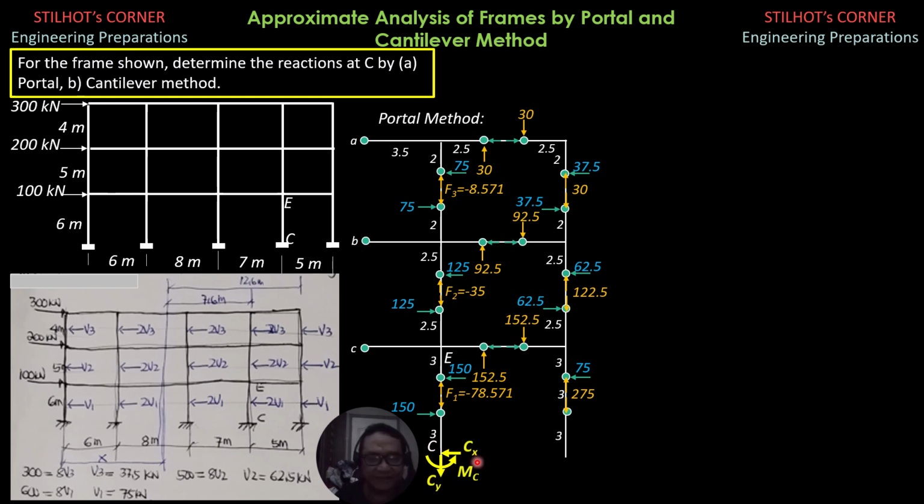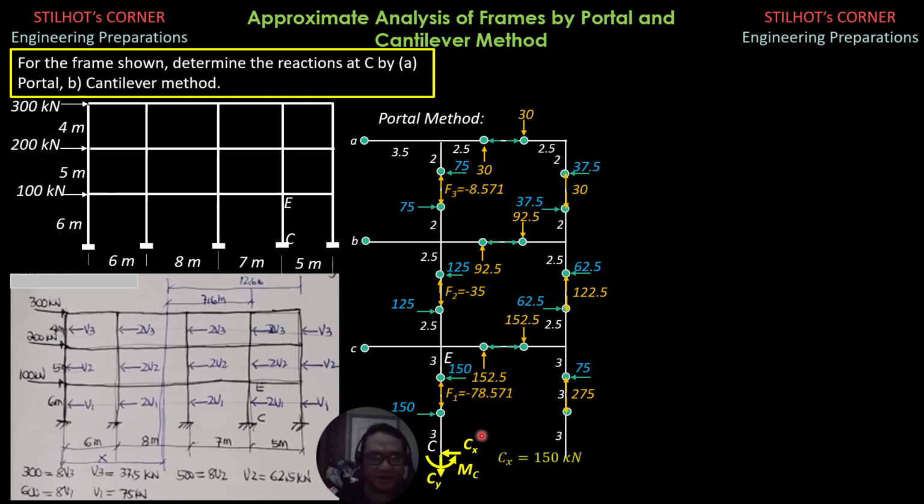So definitely Cx is equal to 150 kilonewtons leftward as shown. Then C sub y is downward 78.571 kilonewtons, and moment at C is 150 times 3. In fact, you can compute moment at C directly because you can solve this internal shear force at this column here, which is 2 times V1, and V1 is equal to 75 kilonewtons. So that's why that's 150 kilonewtons.